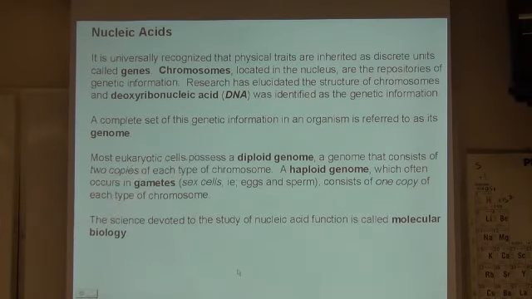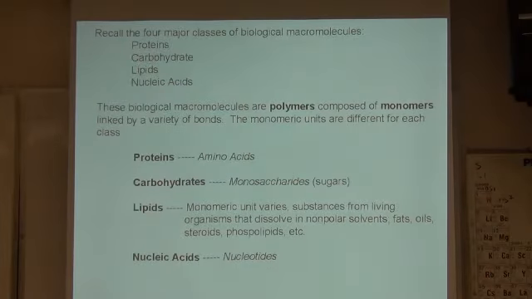We have diploid and haploid cells, haploids, which are the gametes or sex cells. All this stuff should be familiar to you from your biology class. Molecular biology is the study of DNA and RNA, nucleic acids. Now, we're on the last of our biological macromolecules, the nucleic acids.